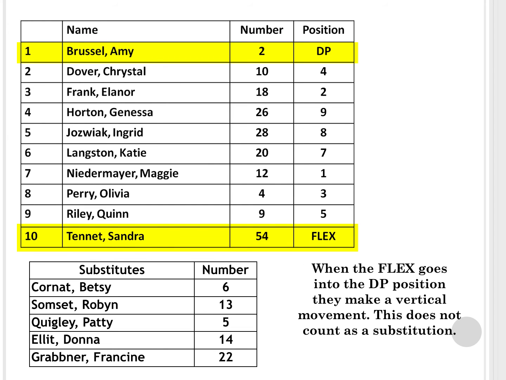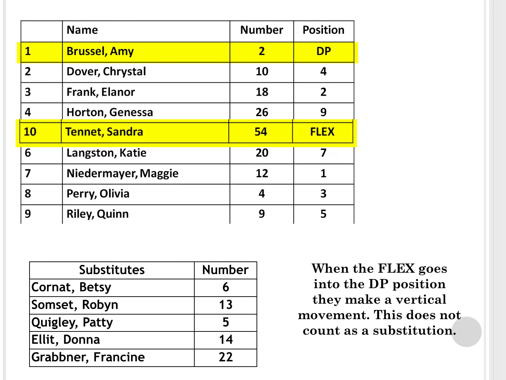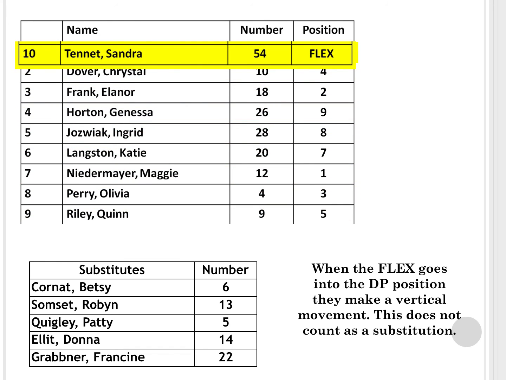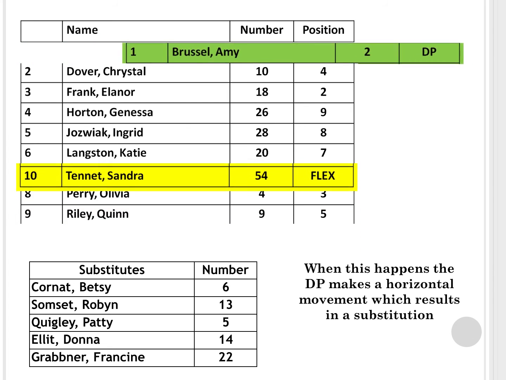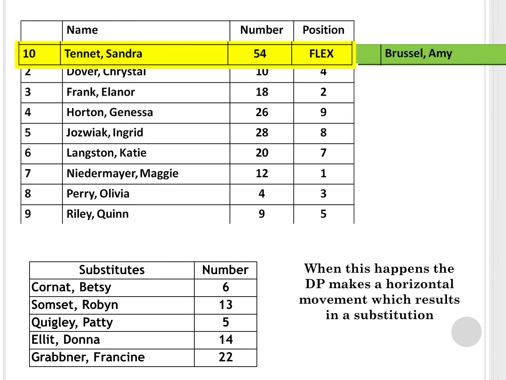So when I make a vertical movement with the flex, they are not subbed out. However, the DP is going to make a horizontal movement, which will sub them out.